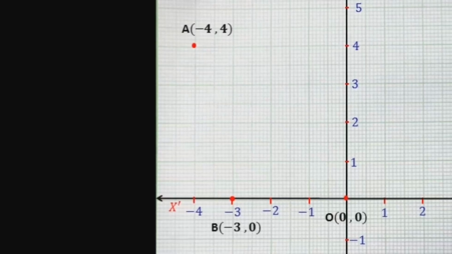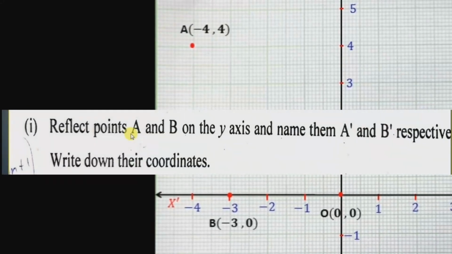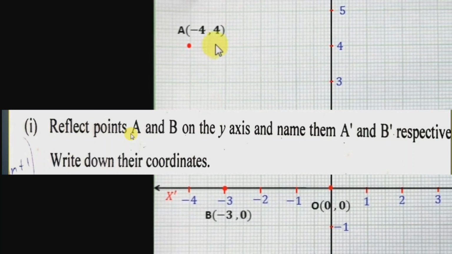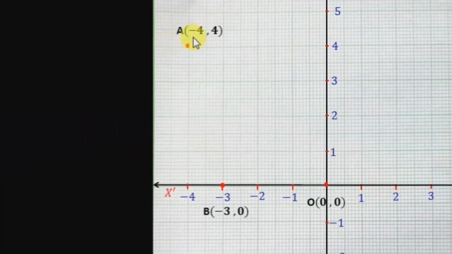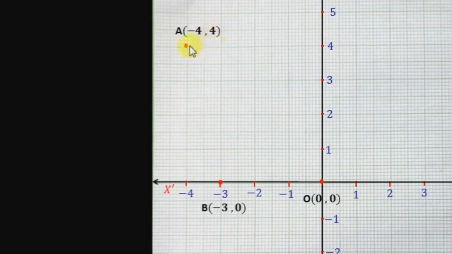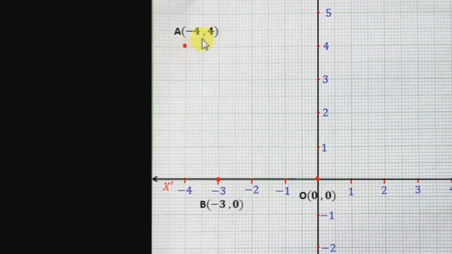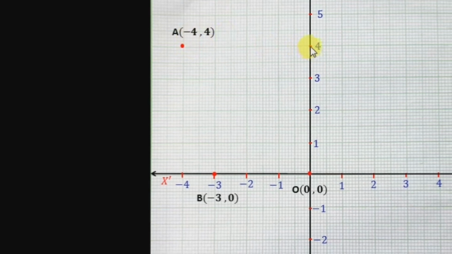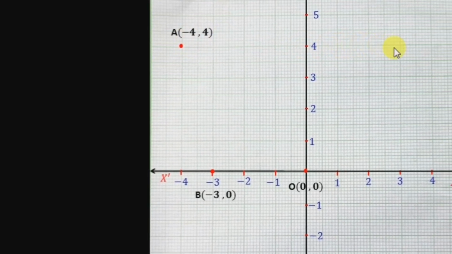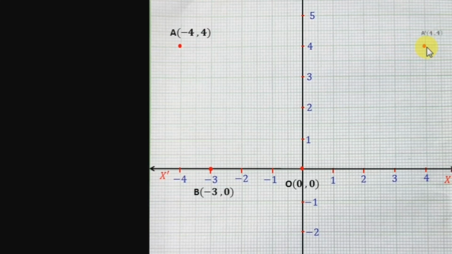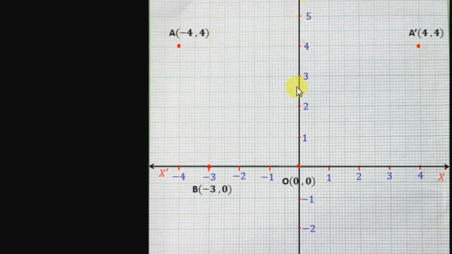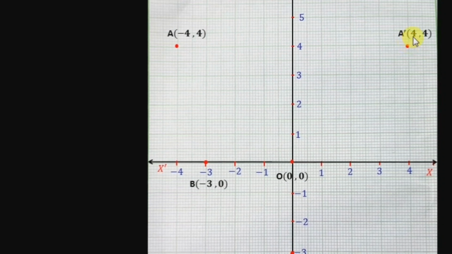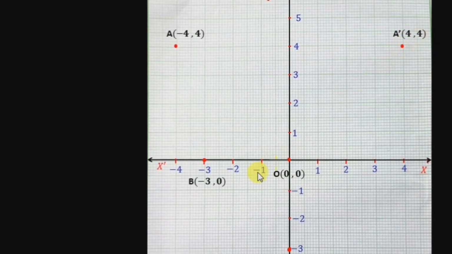Now question number 1. Reflect the points A and B on the y-axis. So we need to reflect the point A on the y-axis. That means the value of y remains the same. It remains 4. -4 becomes +4. So 1, 2, 3, 4. So when A reflects on the y-axis, its image A dash is (4, 4).